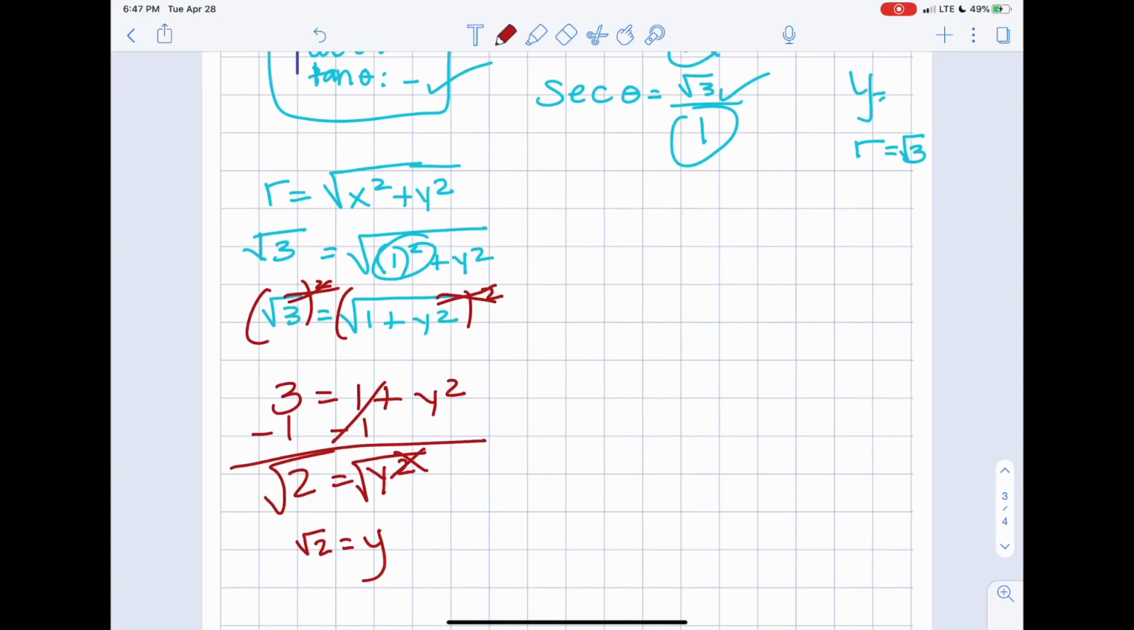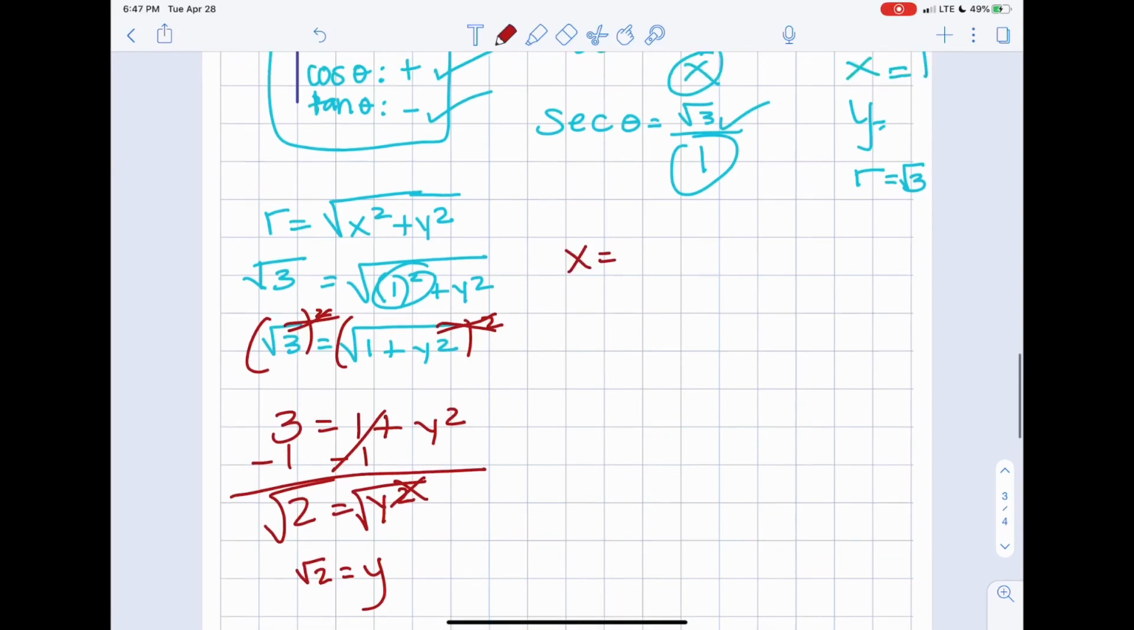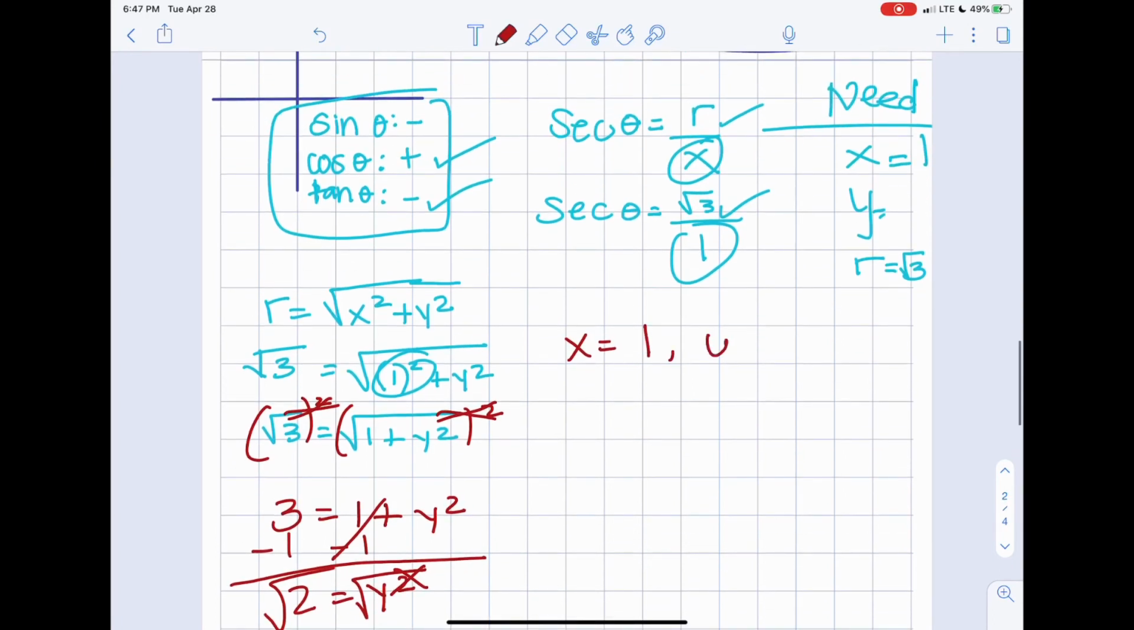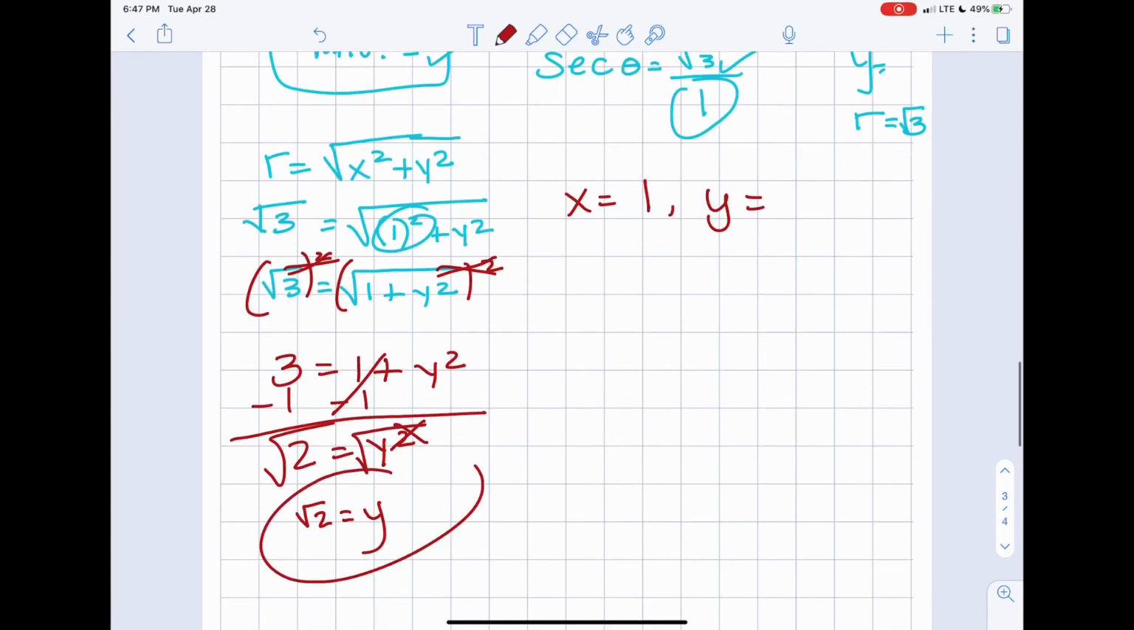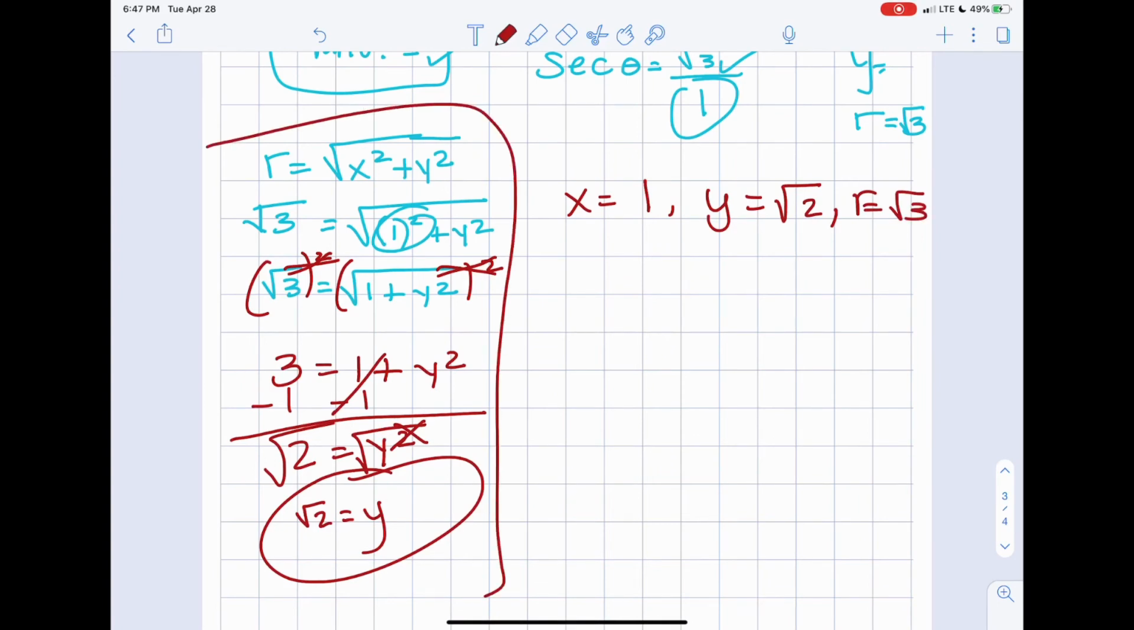So now the gang's all here. I have x is equal to 1. Y is equal to, well, we just solved for that, square root 2. And r is equal to square root 3. Now I'm ready to do my step 2. This is kind of like side work. And I could now substitute in all of my solutions here.